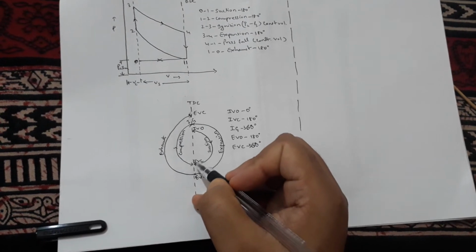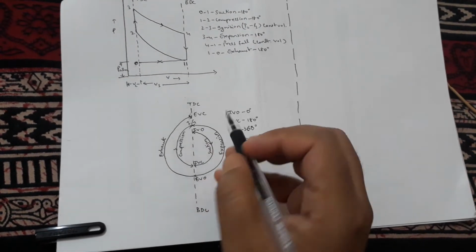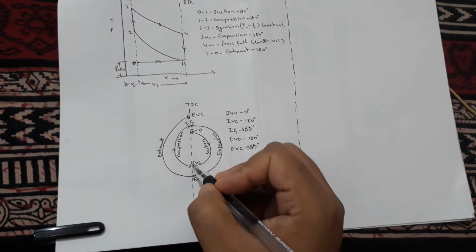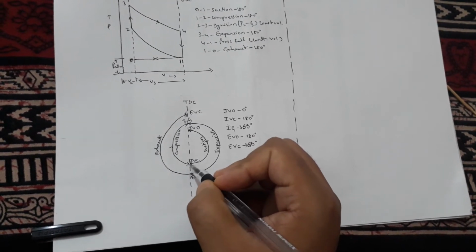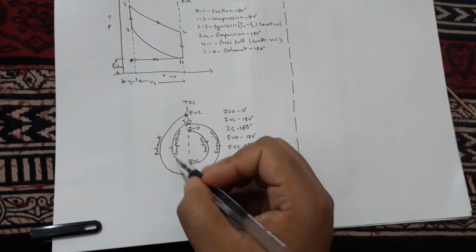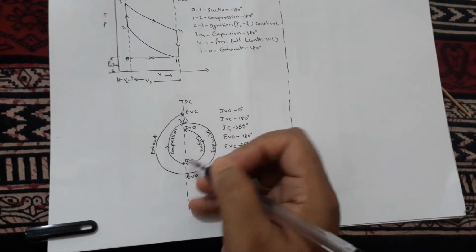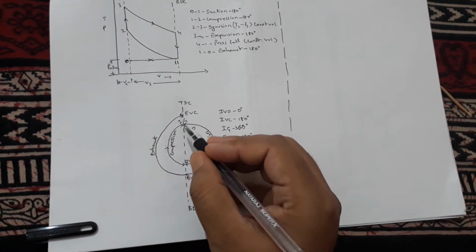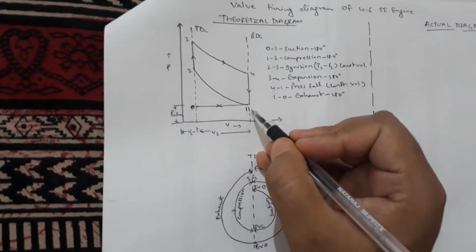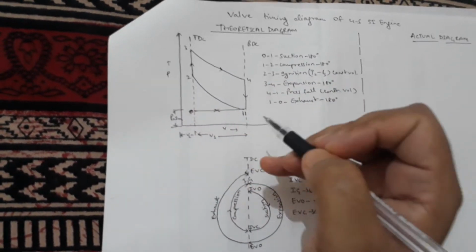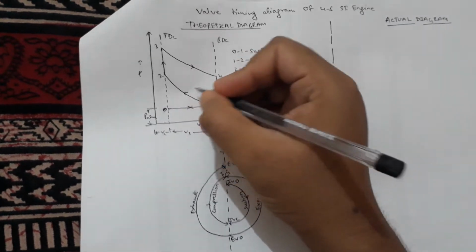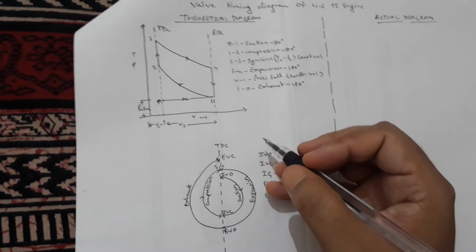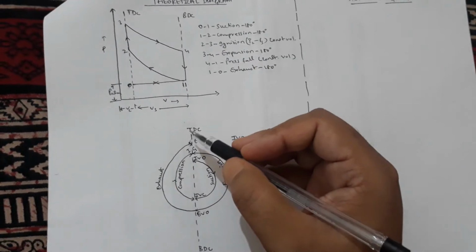Okay, then the exhaust valve, which is already closed, and the inlet valve which just closed now, the piston will move in the upward direction, and the charge which entered in the suction stroke will move upward. Here you can see 1 to 2 is compression. The compression increases the pressure and temperature of the charge.